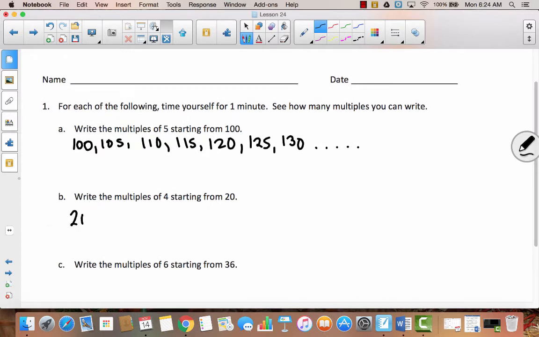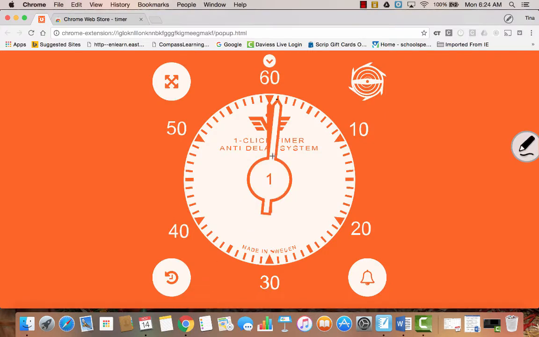All right, so now you're going to start by writing the multiples of 4 starting at 20. So we're going to count by 4s, but we're going to start at 20. So again, you have a whole minute. Wait until I say go. All right, ready, set, go.